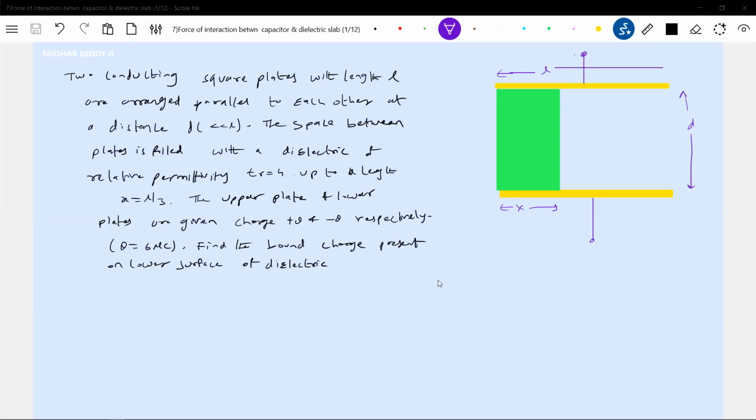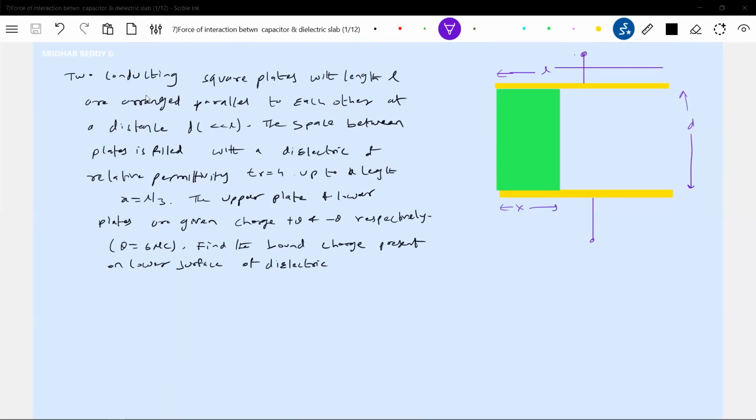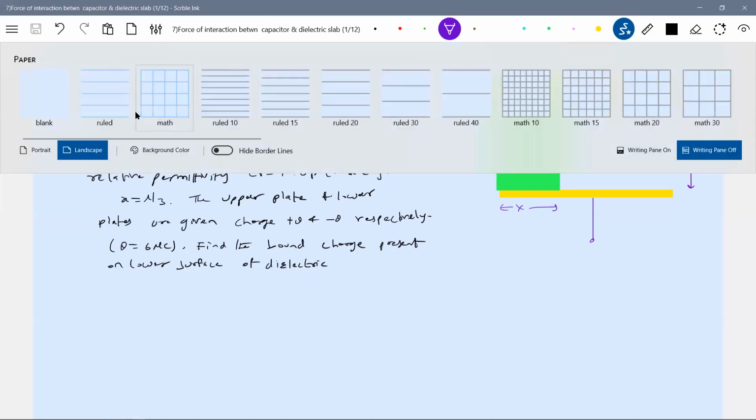So in physics, I said the numericals are something very important, where the whole discussion revolves around the numericals.